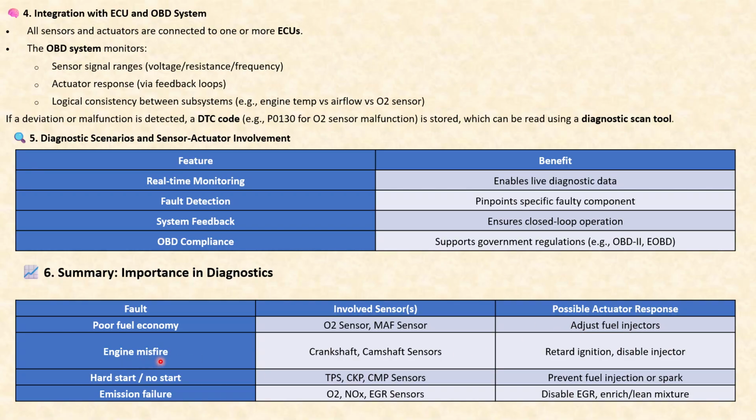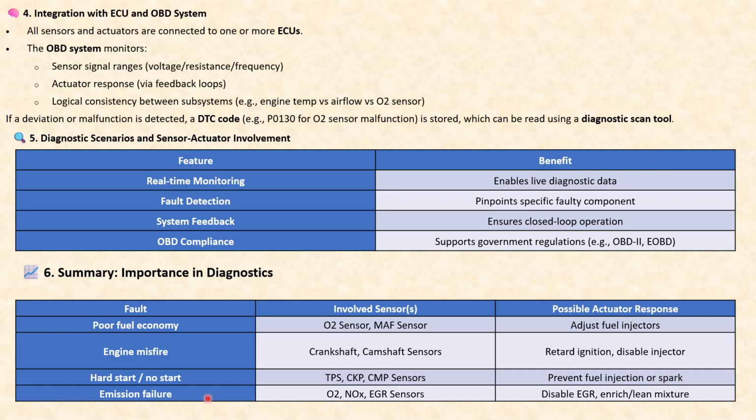Next is engine misfire. When it comes to engine misfire, it can be crankshaft or camshaft sensors, and the response can be retard injection, ignition, or disable injector. Okay, sometimes the vehicle will not start. Then there can be n number of reasons. It may be TPS or CKP or CMP sensors. And the possible actuator response is to prevent fuel injection or spark.